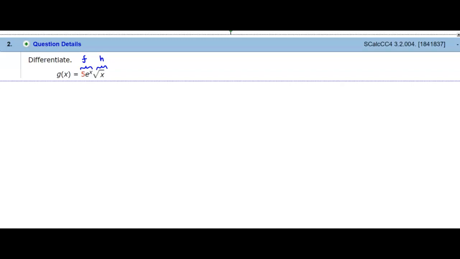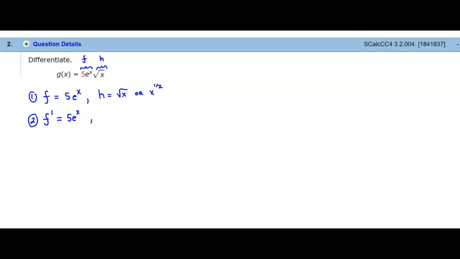Okay, so the first thing we want to do is we're going to let f represent 5e to the x, and then we're going to let h equal the square root of x, or we can just call this x to the 1/2. Okay, so now in step number 2, we're going to find a derivative of each. So the derivative of f is 5e to the x, and the derivative of h is going to be 1/2 x to the negative 1/2.